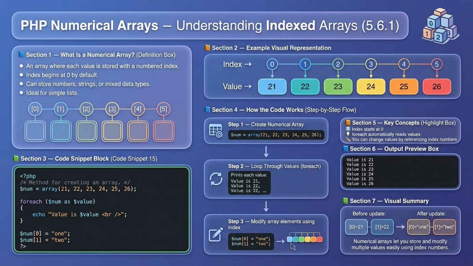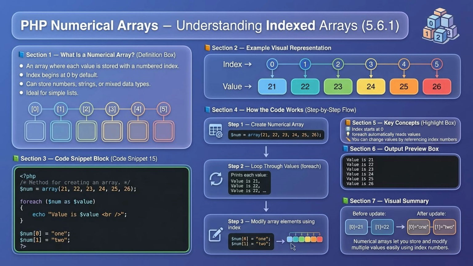The code snippet provided in Section 3 demonstrates how numerical arrays work in real PHP code. The array $num = array(21, 22, 23, 24, 25, 26) creates a list of numbers. The foreach loop then reads each value automatically and prints it. You don't need to refer to indexes manually here because foreach handles that for you. The output will show value is 21, value is 22, value is 23, and so on.